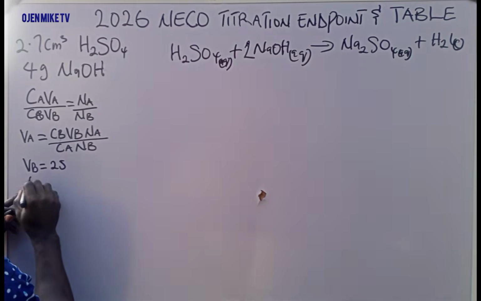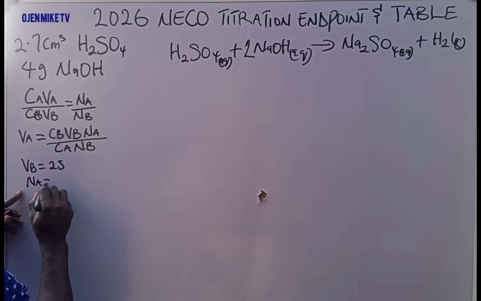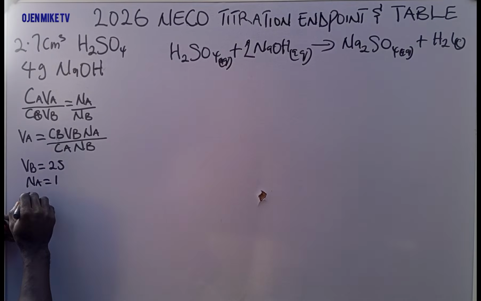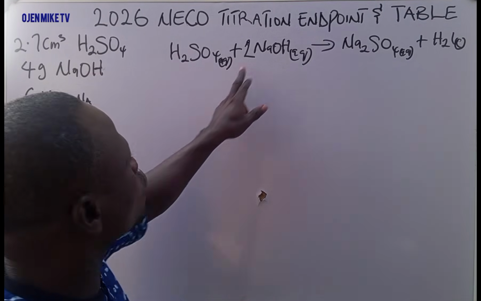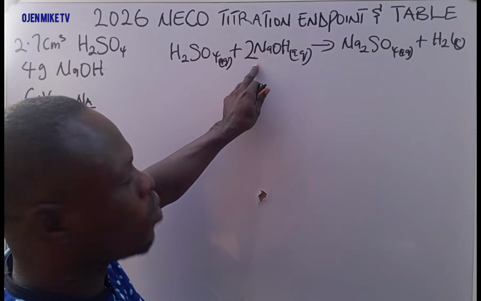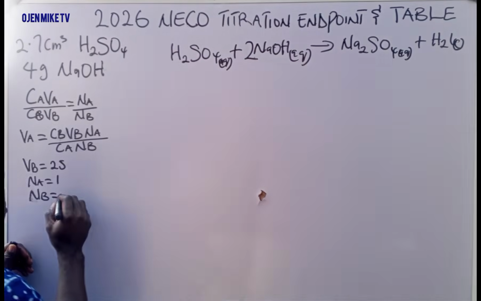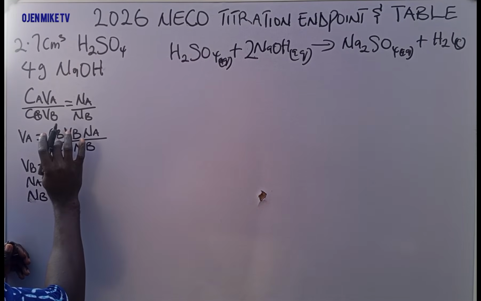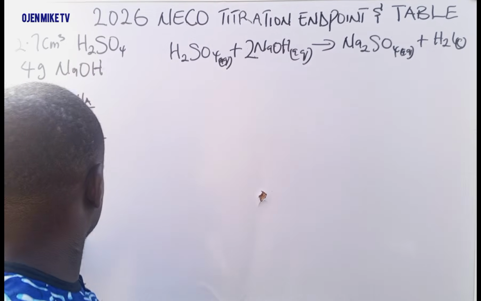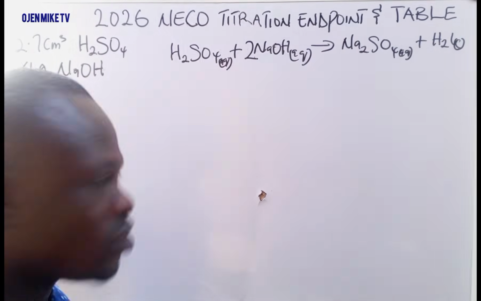We have Na. What is the mole ratio of acid here? It is 1. Nb is equal to, what is your mole ratio of base here? Look at it, what is in front of it is 2. Now go to the concentration of acid, Ca. What is your concentration of acid? We want to look at the concentration of acid. All right.